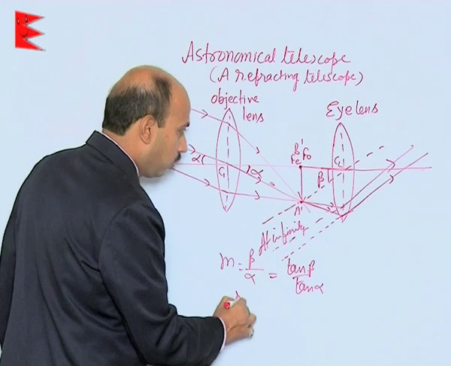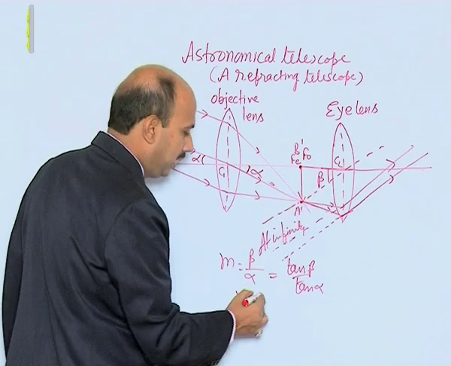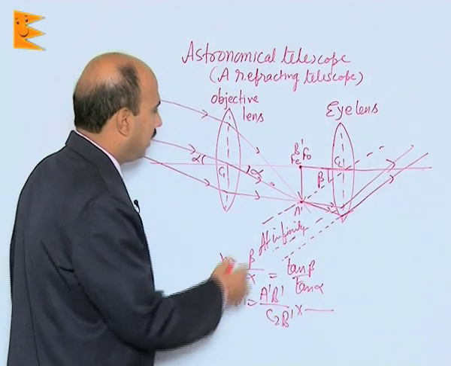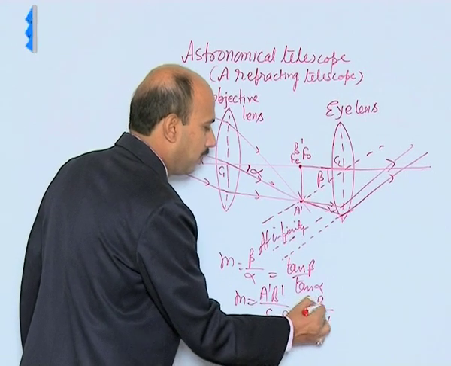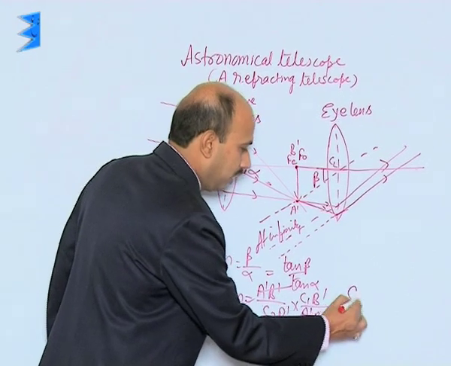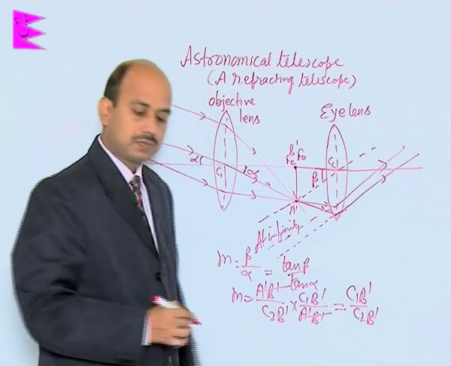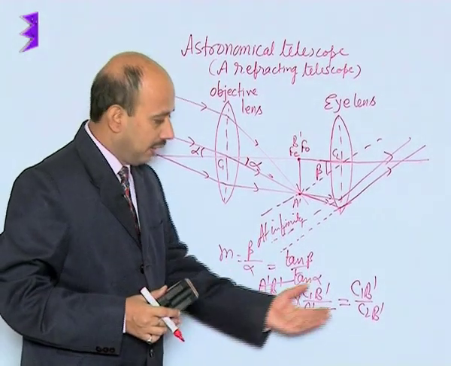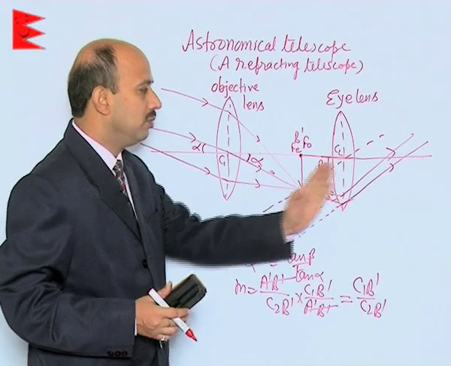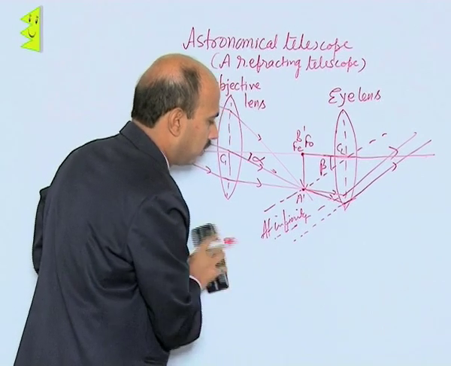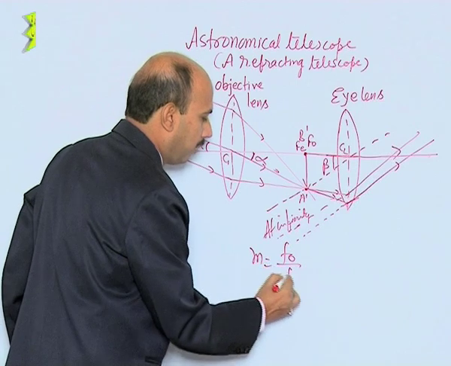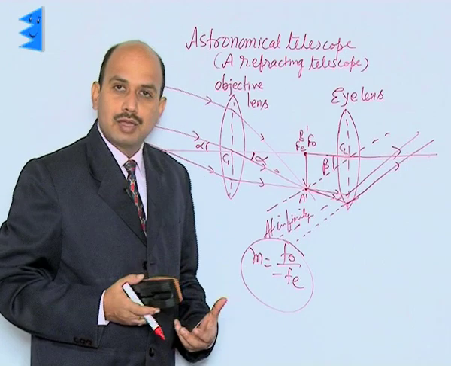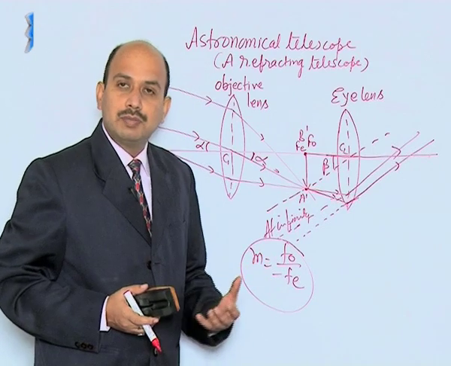Now, we can write tan beta as A' B' upon C2 B', and tan alpha as A' B' upon C1 B'. So, m is equal to A' B' upon C2 B' into C1 B' upon A' B'. This and this will get cancelled. Now, I will be getting only C1 B' upon C2 B'. C1 B' is the focal length of the objective and C2 B' is the focal length of the eyepiece. So, this one is positive, this we take as negative. So, we can write m is equal to F_O upon minus F_E. This is known as the magnifying power of the astronomical telescope, which is coming negative here. The negative sign indicates the final image is inverted with respect to the object.